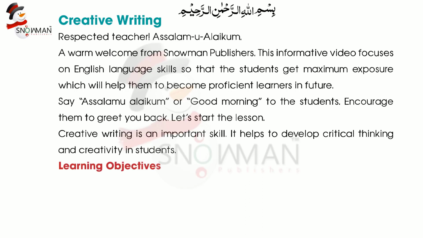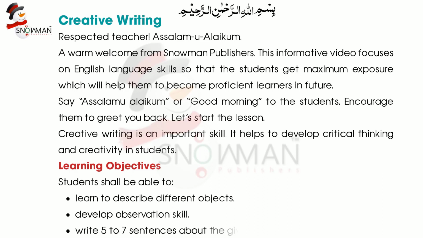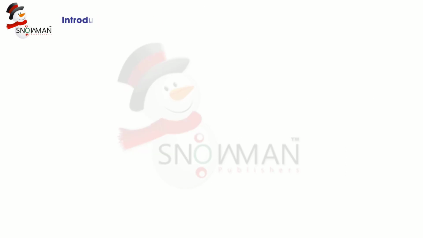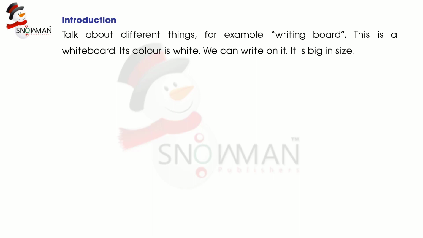Learning objectives. Students should be able to learn to describe different objects, develop observational skills, and write 5 to 7 sentences about the given object. Introduction. Talk about different things. For example, writing board. This is a whiteboard. Its color is white. We can write on it. It is big in size. It is fixed in our class.